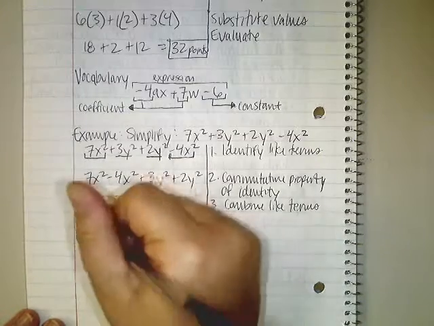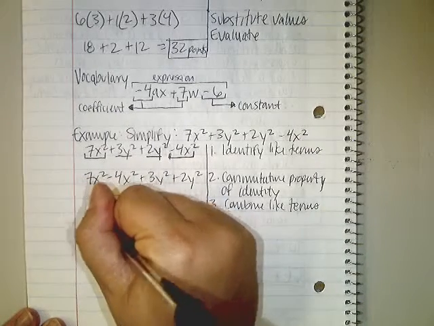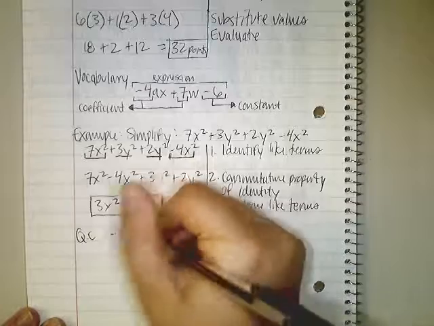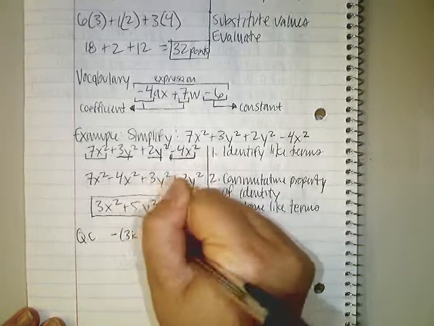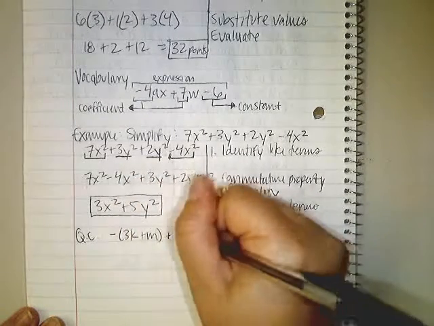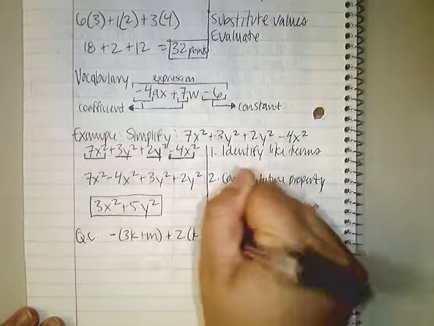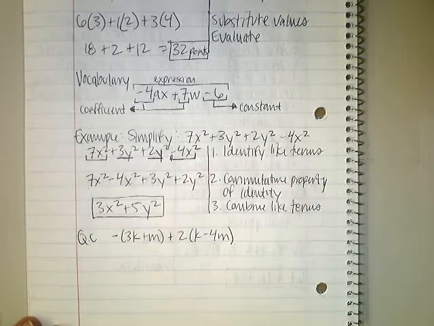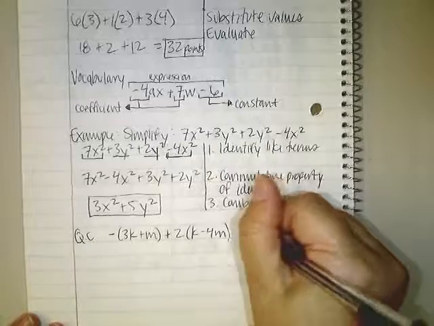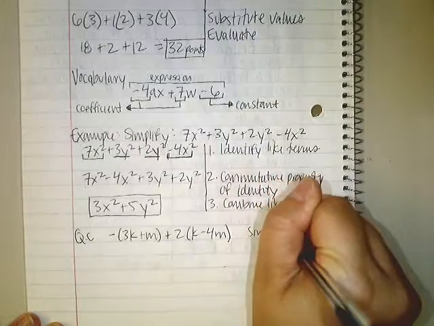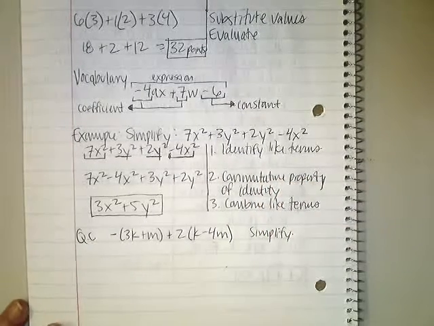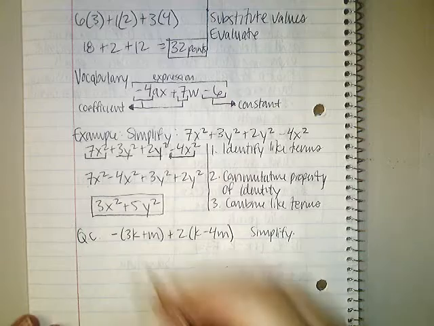I'm going to do a quick check and then we're all done. So again, I want you to simplify this expression: negative, open parentheses, 3k plus m, plus 2, open parentheses, k minus 4m. So go ahead, try that one on your own. I just want you to simplify it. If you haven't done it, pause. I'm going to go over it now.